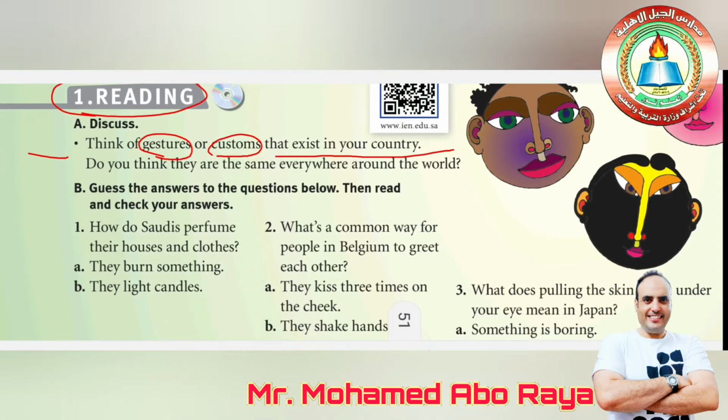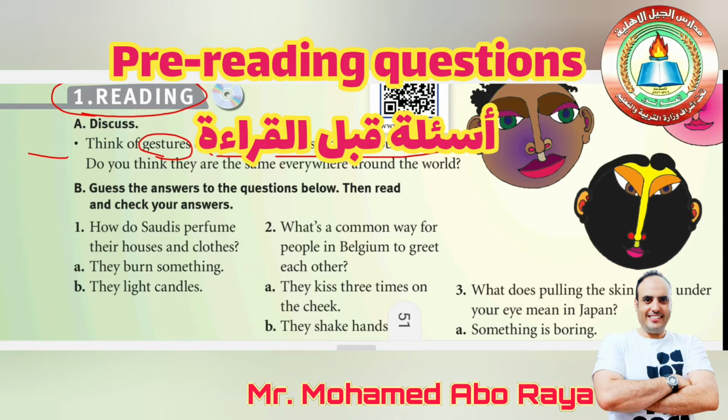B. Guess the answers to the questions below, then read and check your answers. Number one. How do Saudis perfume their houses and clothes? A. They burn something. B. They light candles. Okay, we will know the answers after reading. These questions are called pre-reading questions.